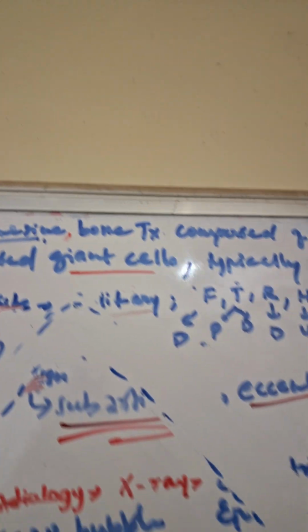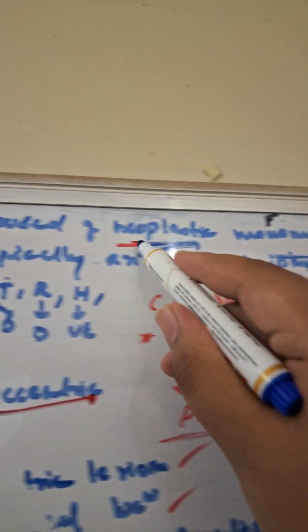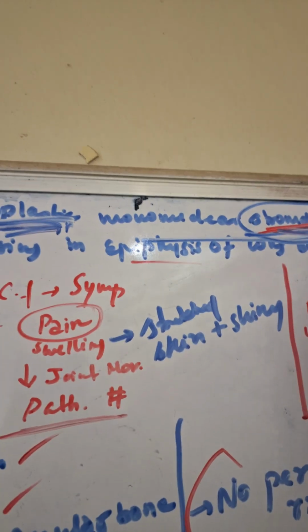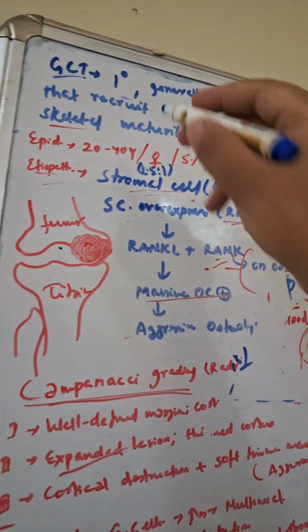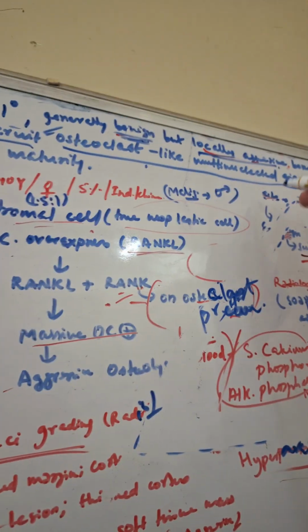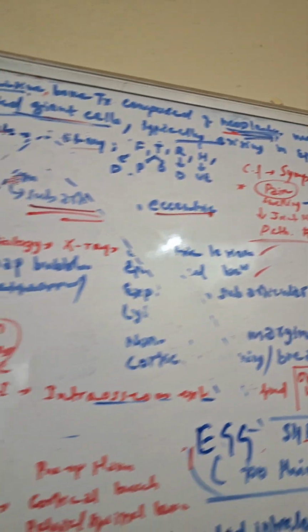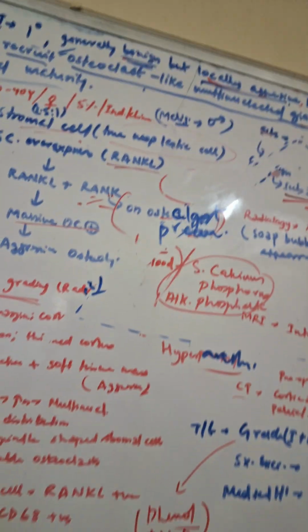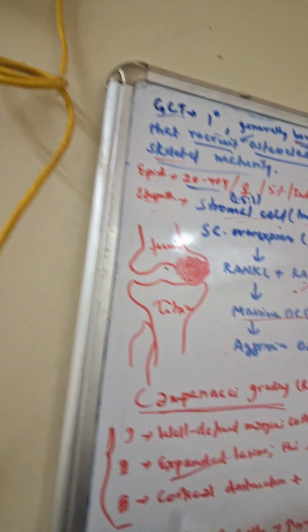It is a locally aggressive bone tumor that is composed of neoplastic mononuclear stromal cells. So this is the neoplastic, cancerous cell. Here the stromal cell is the cancerous cell. This stromal cell will recruit the osteoclast-like multinucleated giant cells. So it is not the osteoclast, but it looks like an osteoclast. Hence it typically arises in the epiphysis of the long bones, and only after skeletal maturity is attained.